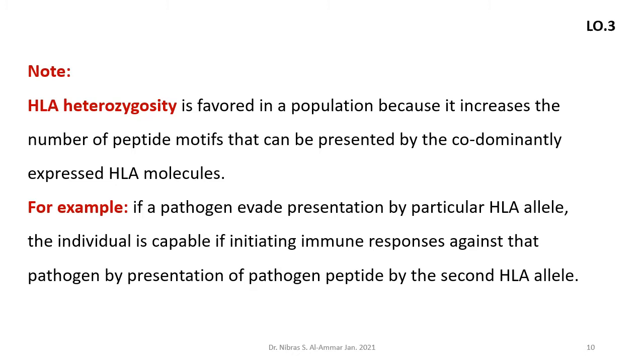Now, an important note is that HLA heterozygosity is favored in a population because it increases the number of peptide motifs that can be presented by the co-dominantly expressed HLA molecules. For example, if a pathogen evades presentation by a particular HLA allele, the individual is capable of initiating an immune response against that pathogen by presentation of pathogen peptide by the second HLA allele. That gives a chance for elimination of the pathogen in that case.